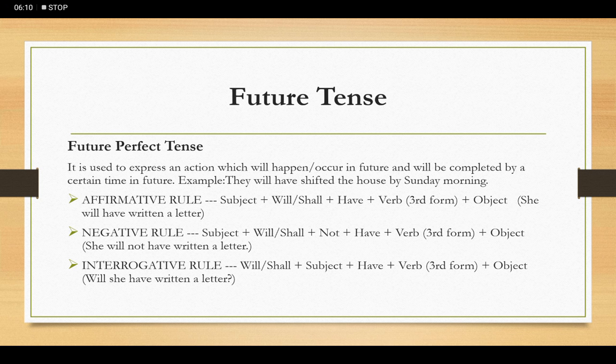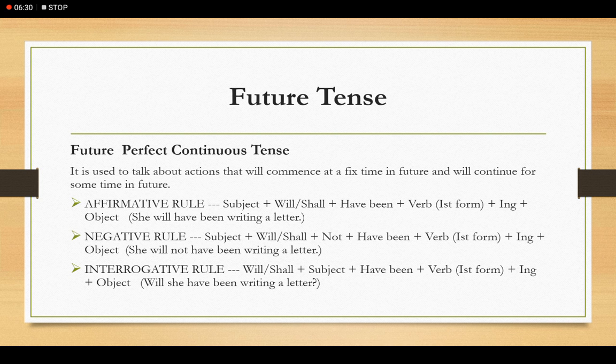Subject plus will or shall plus have plus verb, which is in the past participle form, plus object. She will have written a letter. You can add, she will have written a letter by tomorrow evening. That will do.